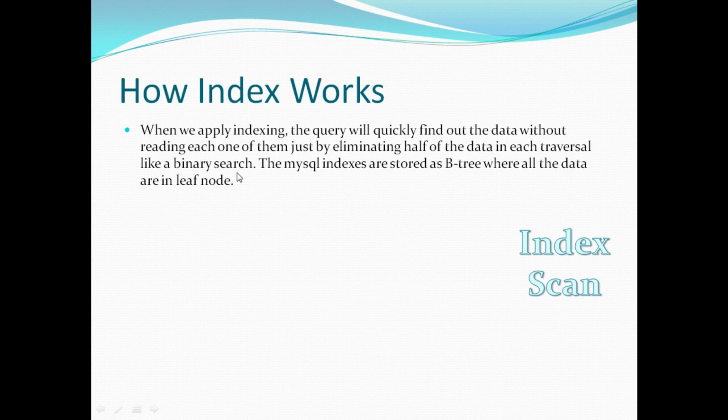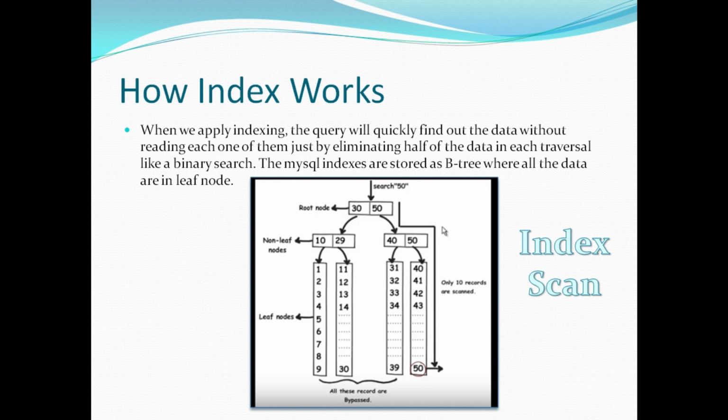The MySQL indexes are stored as a B-tree where all the data are in leaf nodes. So to understand how an index works, just understand this example. First you need to understand how a B-tree works. For example, we have to search for 50 after creating an index. In a B-tree there are a root node, non-leaf nodes and leaf nodes. The data always occur in leaf nodes.